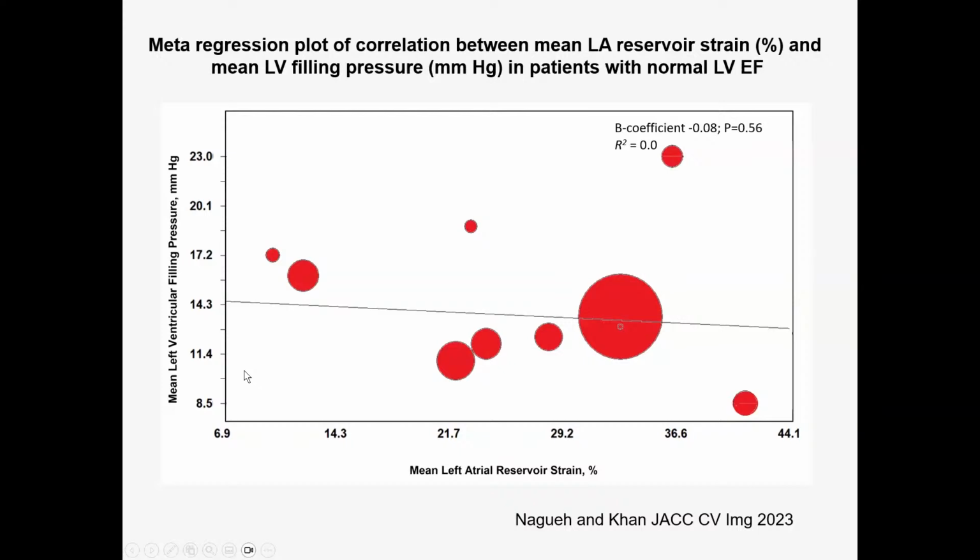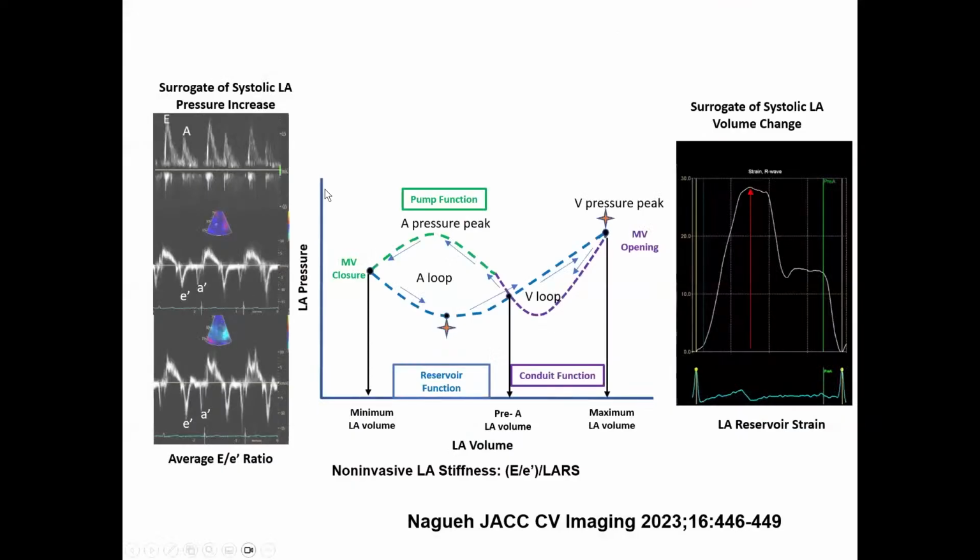This is a meta-analysis from our group showing that in patients with normal ejection fraction, if you do this meta-regression, you see that there is no relation between mean left ventricular filling pressure and mean left atrial reservoir strain. The size of these circles is related to the sample size. And so the largest circles are from studies that included a really large number of patients.